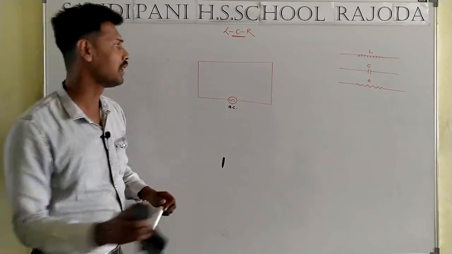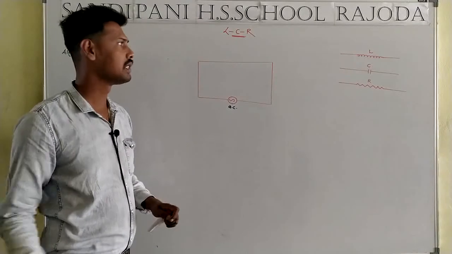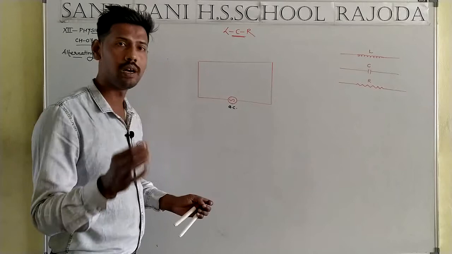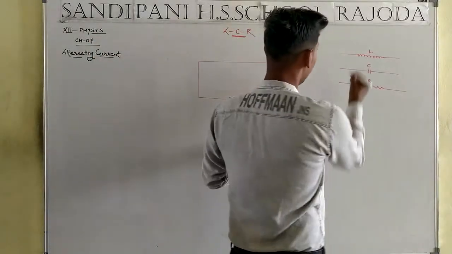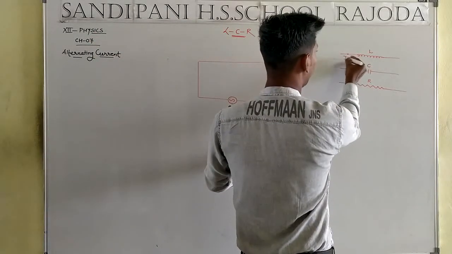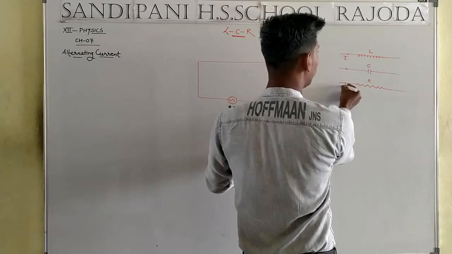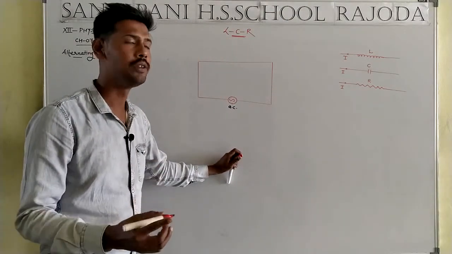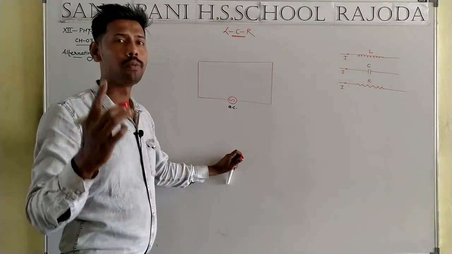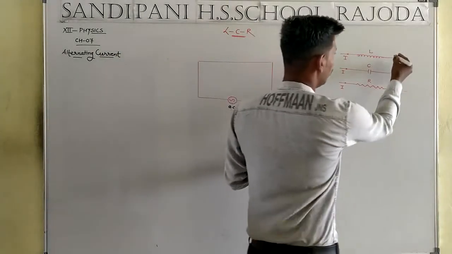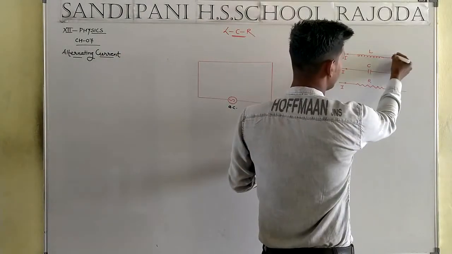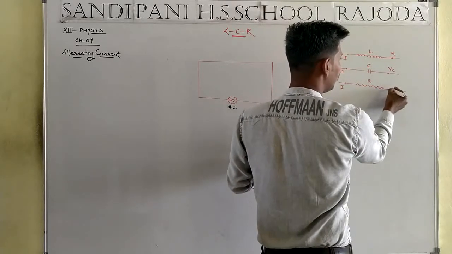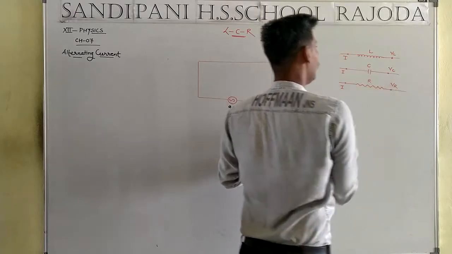Okay student, first one L. What is the meaning of the L? L means an inductor, C means a capacitor, and R means a resistance. Student, the amount of current will be equal to capital I. Due to flow of current I, the potential across the inductor will be VL, here the potential will be VC, and here the potential will be VR.